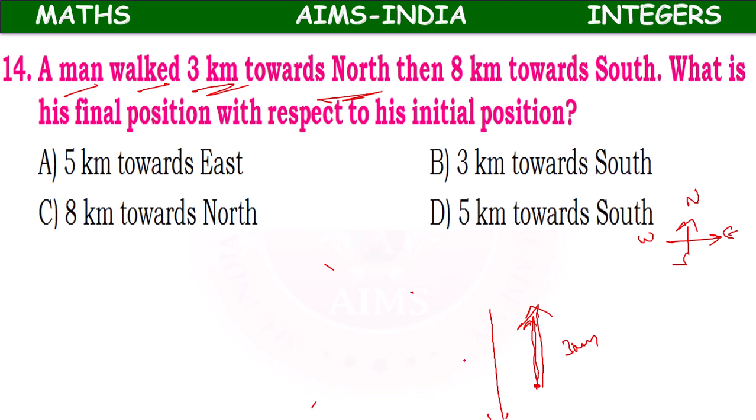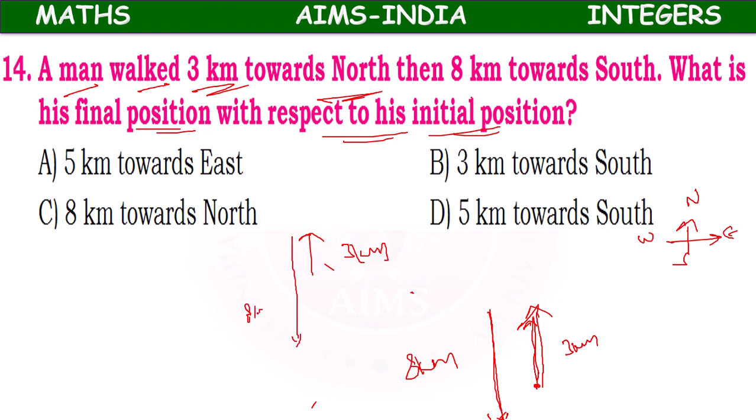Okay. Then he came down. So 8 kilometers he came down. What is its final position with respect to its initial position? Means he went 3 kilometers up. From there he came down 8 kilometers.